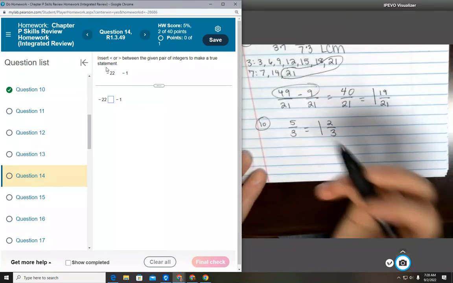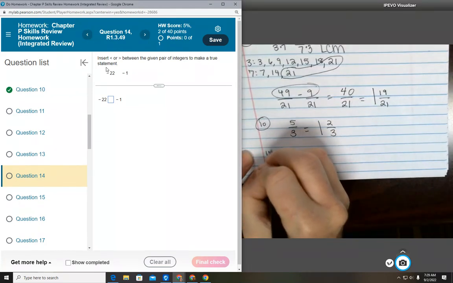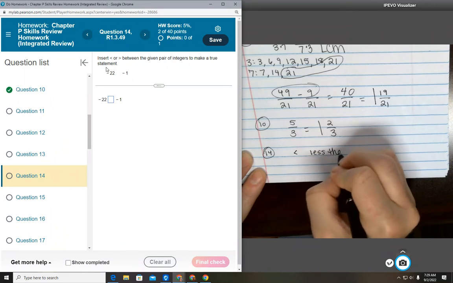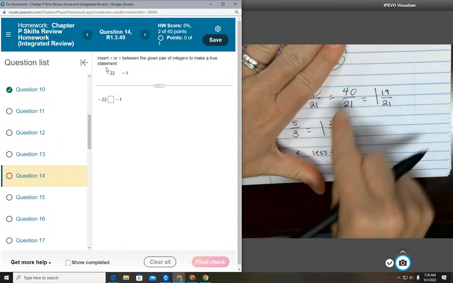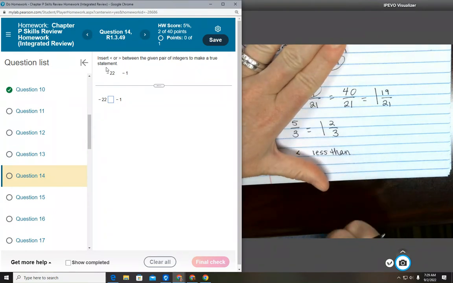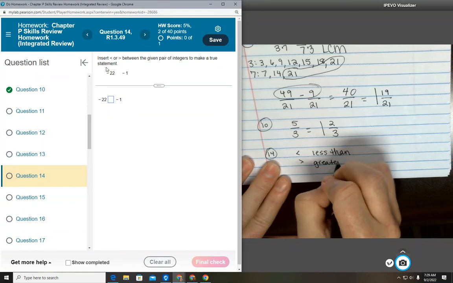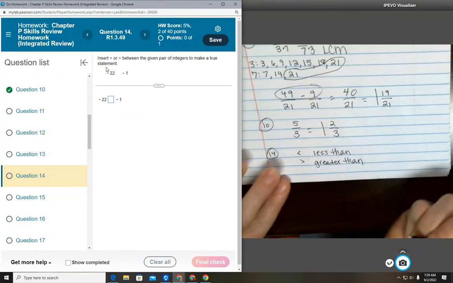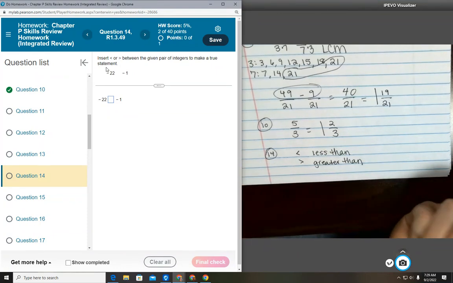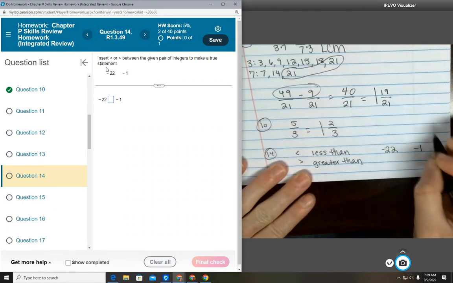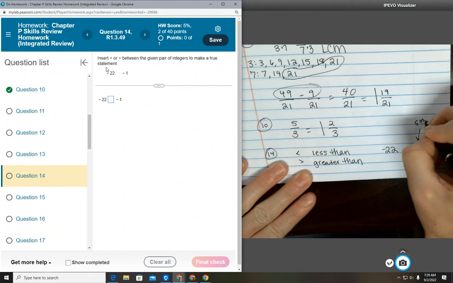With inequalities. So this is question 14. So this means less than. And I always remember if you can make an L out of it with my left hand, that's a less than. The other way is greater than. I know back in elementary school, they used to say the inequality will eat the bigger number. So negative 22 and negative 1, this one's the smaller one.